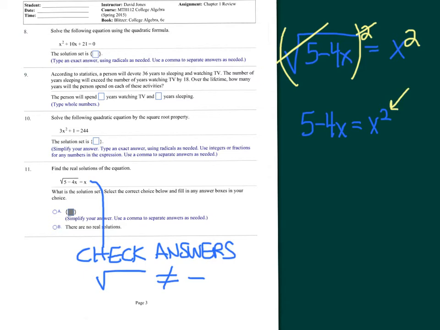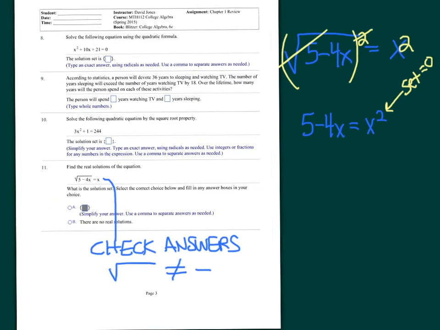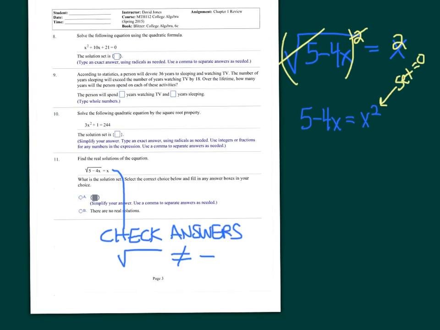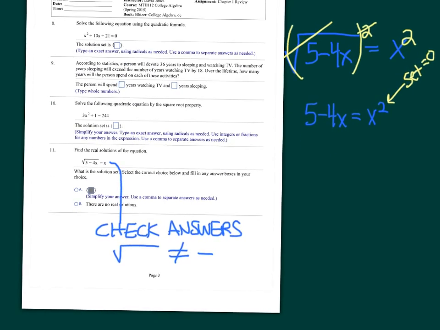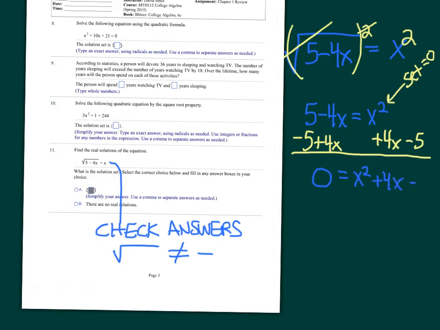So you could set it equal to 0. So we might add 4x and then subtract 5 from both sides. Add 4x. Subtract 5. Then we've got 0 on the left equals x squared plus 4x minus 5.